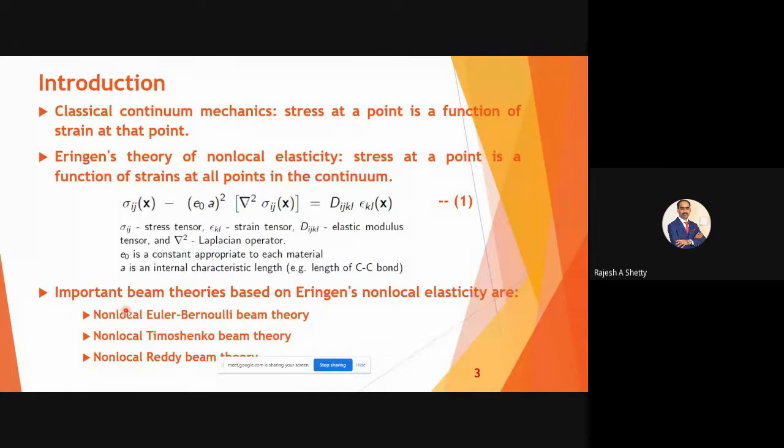One more thing: the other important beam theories available in the literature based on Eringen's non-local elasticity are the non-local Euler-Bernoulli beam theory, non-local Timoshenko beam theory, and non-local Reddy beam theory. Means the classical theories are modified by using Eringen's non-local theory. Therefore, we use the non-local theory.